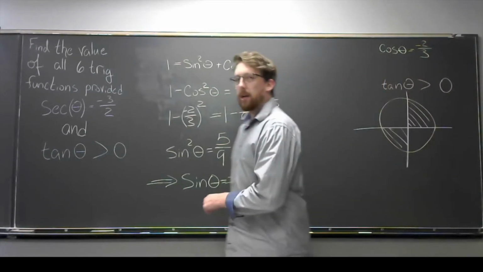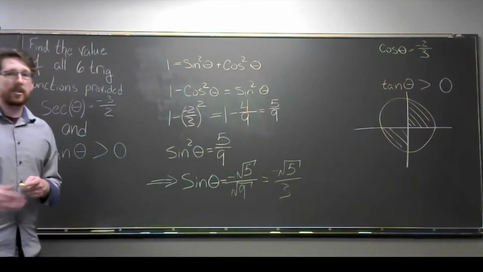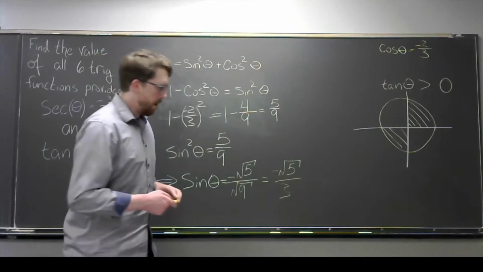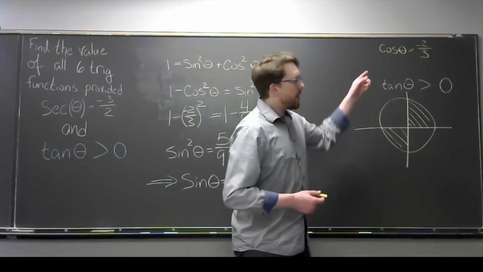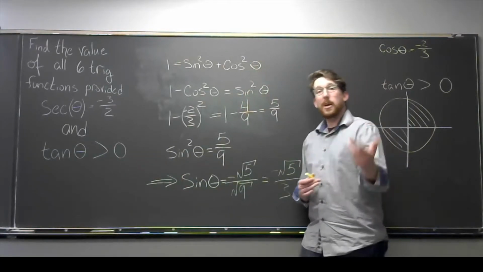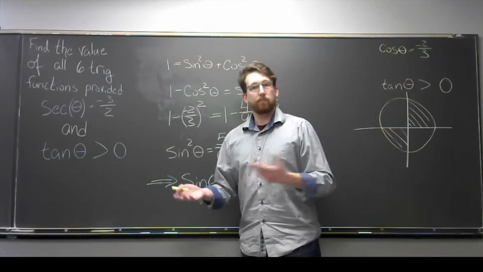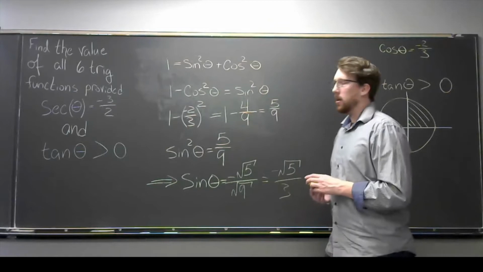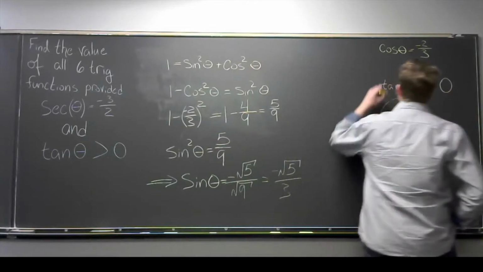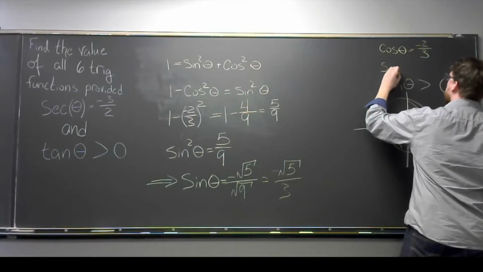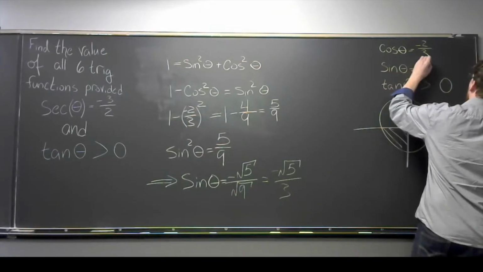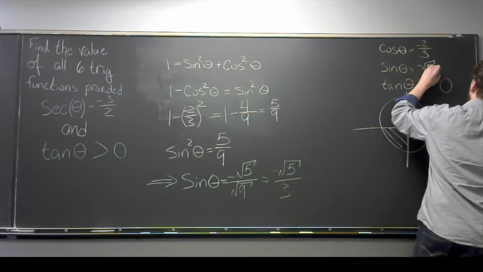So that's one way to go about it. The other way to go about it is to say, all right, well, I know tangent is equal to sine over cosine. And I know cosine's negative, but tangent is positive. Well, it must be then that sine is negative. That's the other way to go about this. All right, so we now know sine theta is equal to the negative of the square root of 5 over 3.